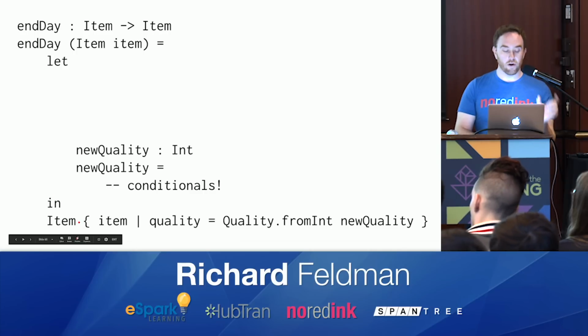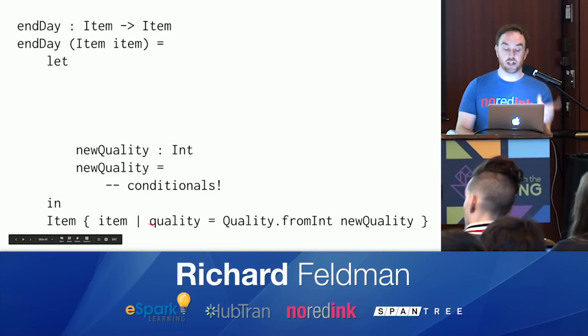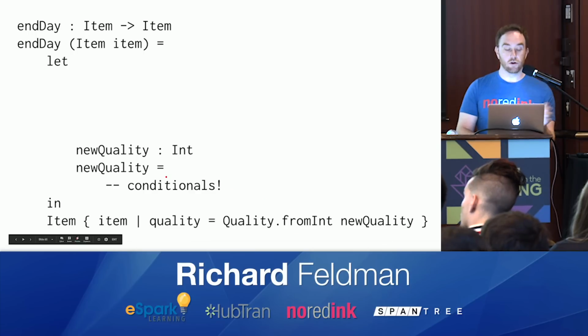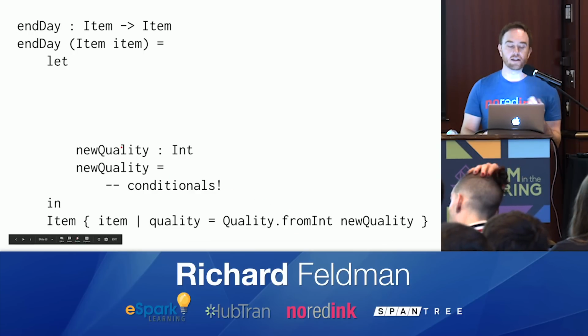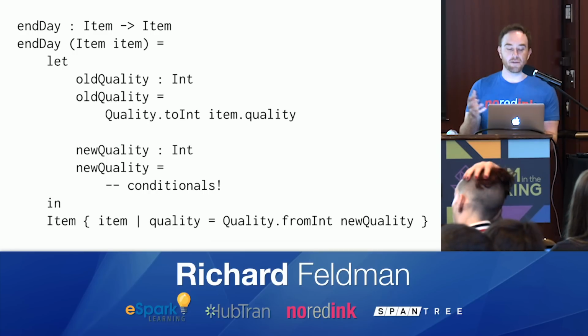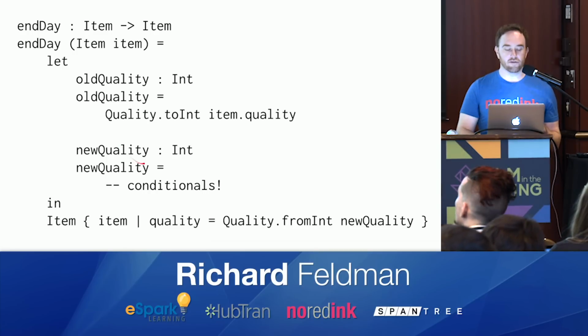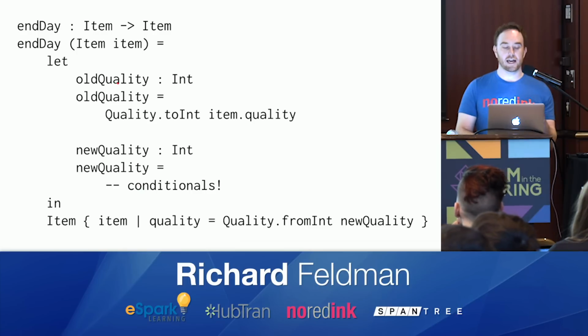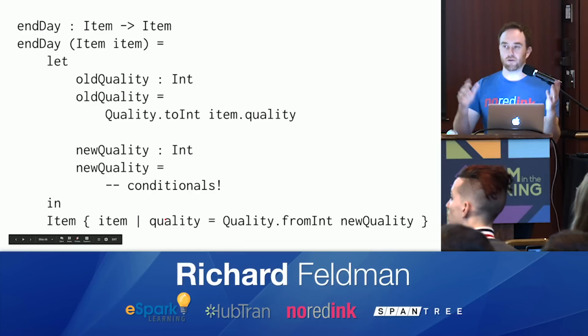So at the end of the day, we're going to return a wrapped up item where we've changed the quality to be Quality.fromInt on this new quality value. The whole purpose of this function is really to compute this new quality thing. We're also going to want old quality in terms of Int, because that's going to be handy. For the rest of this, we're just going to focus on what goes in here: the actual conditionals that make use of old quality and use them to figure out what the new quality ought to be, and then the rest of the function is just wrapping it back up.